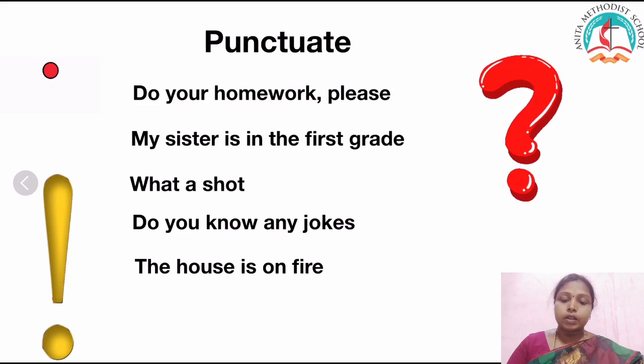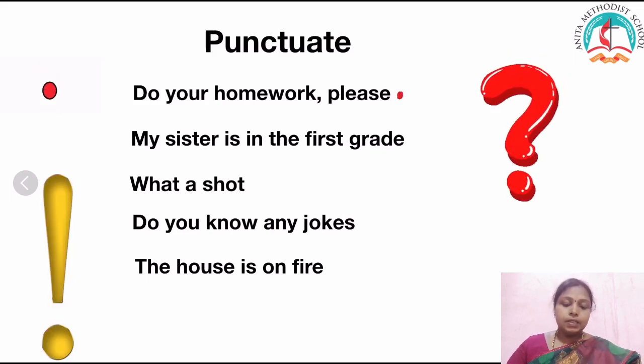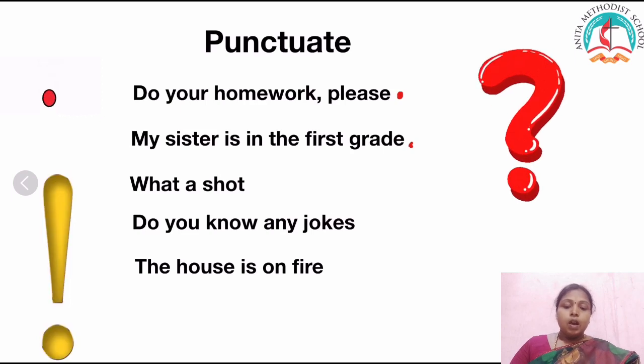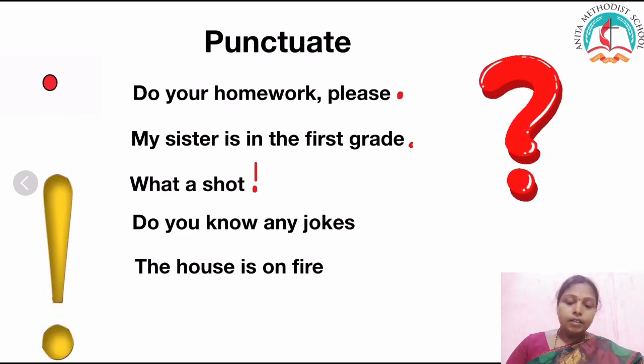Now look at the first one. Do your homework, please. So this is a request. So what is the punctuation here? Full stop. Now look at the second one. My sister is in the 1st grade. Here again this sentence makes a statement. It's a declarative sentence. A declarative sentence ends with a full stop. Now the third one. What a shot. I'm showing my expression here. So what punctuation mark comes here? Right, exclamation mark.